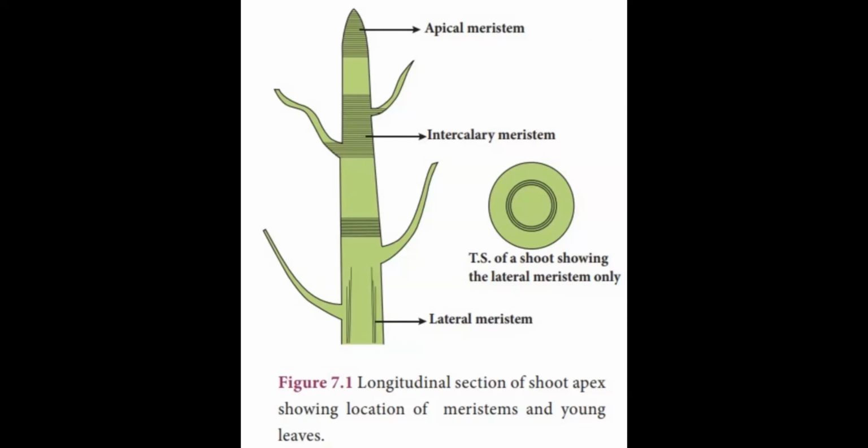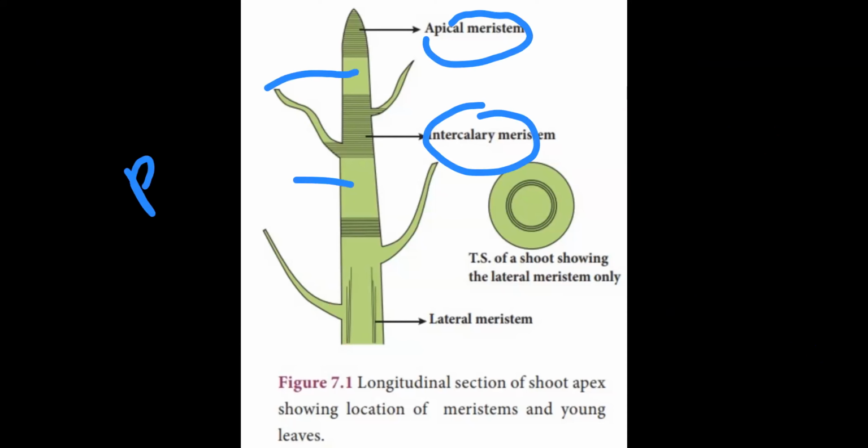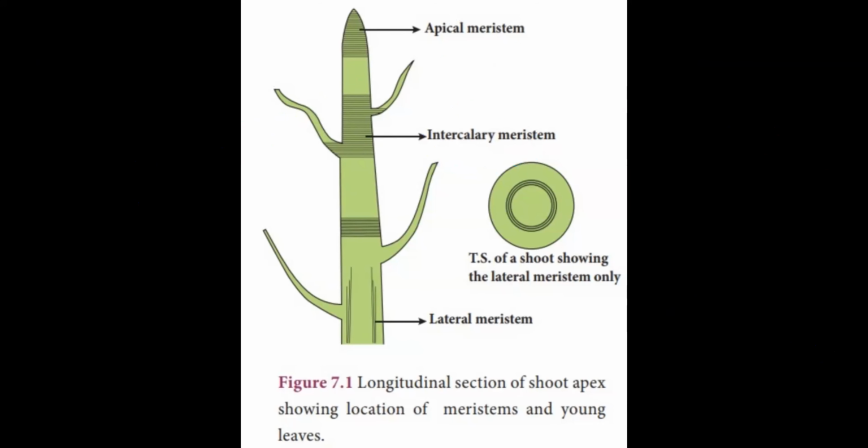You could see that apical meristem is at the tip of the organ. You could see that intercalary meristem is between the permanent tissues, getting sandwiched between the permanent tissue inside the organ. And number three, lateral meristem. Aap agar dekho to is portion ka sectional view hai.